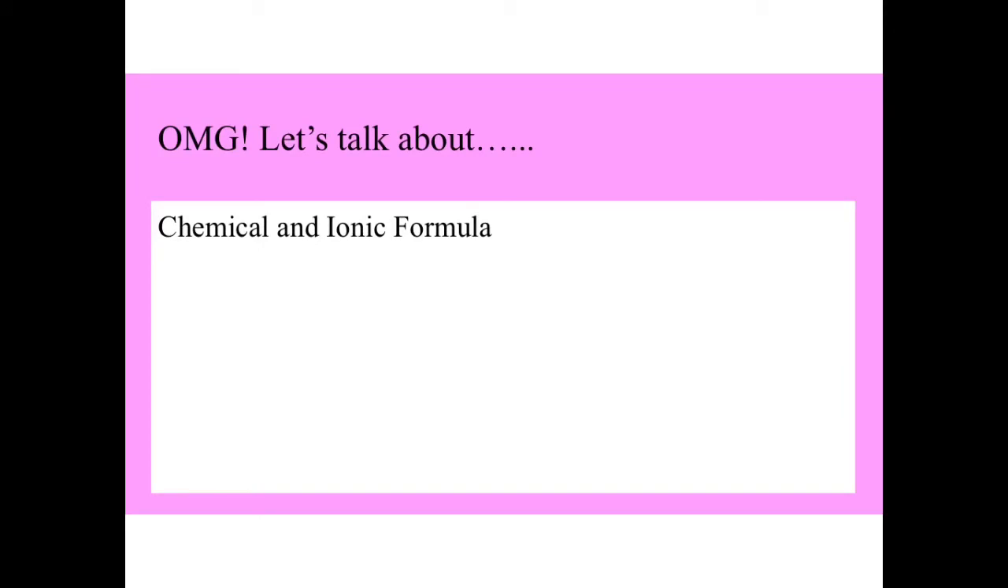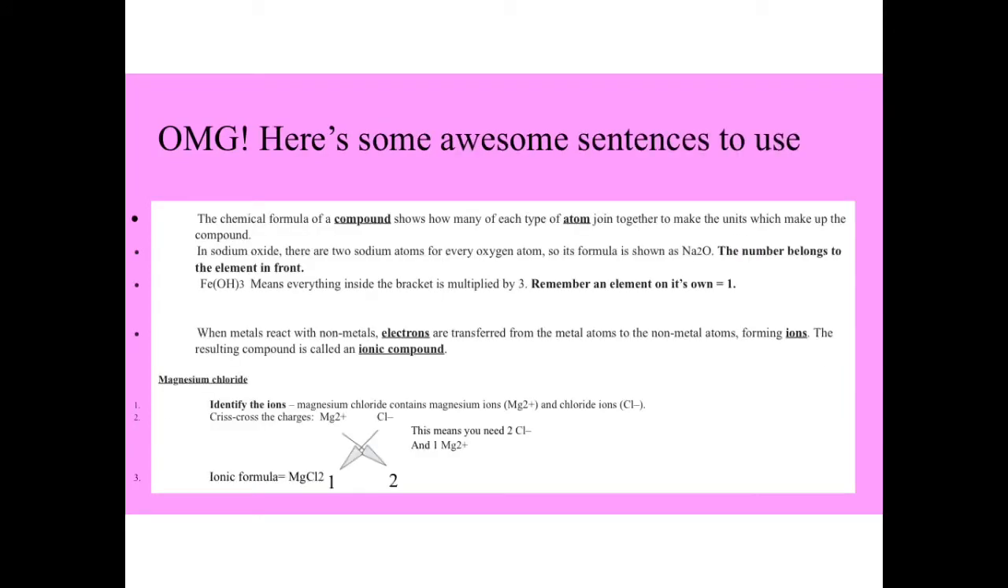So first things, looking at chemical and ionic formula, okay? A chemical formula of a compound shows how many of each type of atom is joined together to make up the compound. So in sodium oxide, there are 2 sodium atoms for every 1 oxygen, so we write it like that, okay? It's come out a little bit weird on the PowerPoint, but it's a little 2. Make sure it's a subscript 2, okay? The number belongs to the element in front, so that 2 belongs to the sodium.